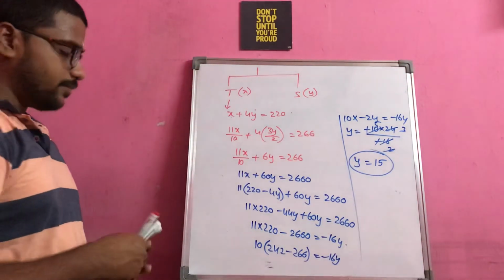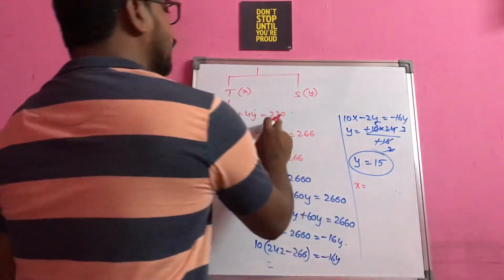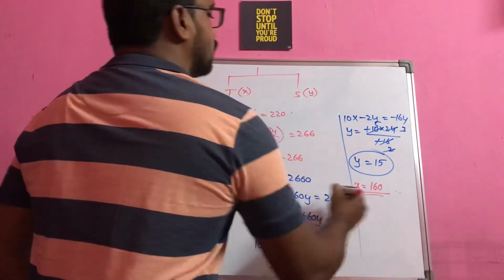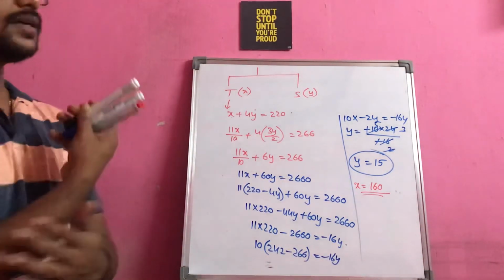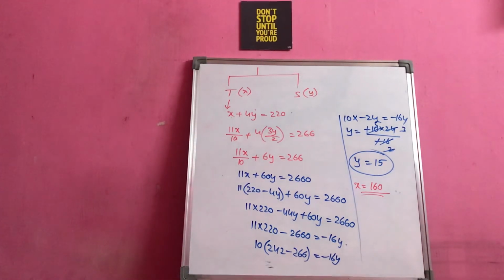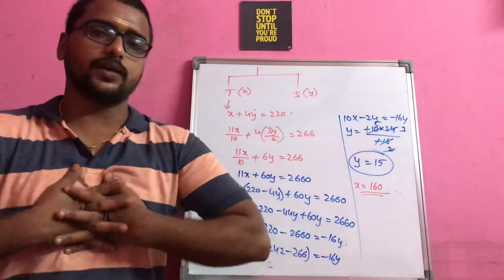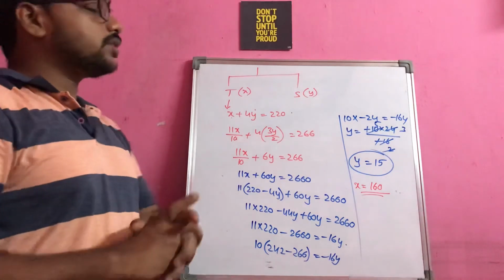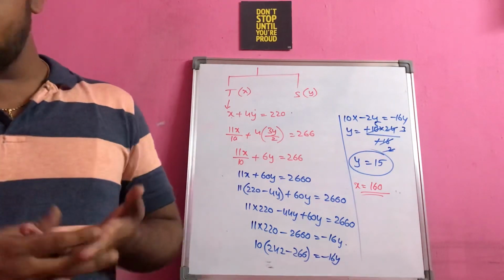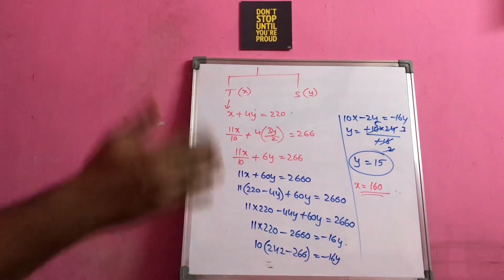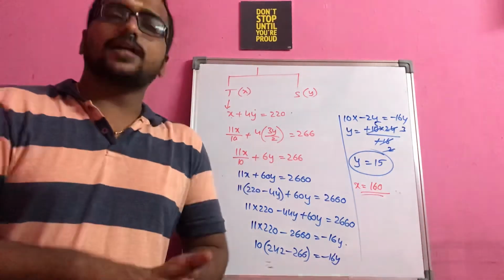So y value 15 means x value will become 220 minus 60, so it will come to 160 rupees. So sugar cost is 15 rupees and the tea cost is 160 rupees. Right? Because of this one small mistake, we didn't understand the question properly. In the question they used the words the cost would be 266. The cost would be means the original cost, whatever they already bought, on top of that the cost is increasing. That is how we have to understand.